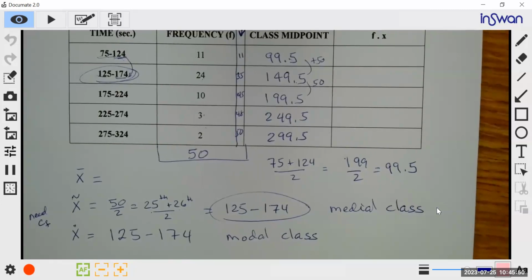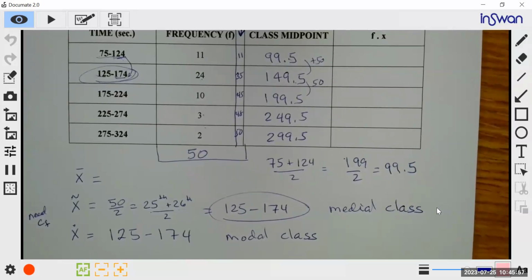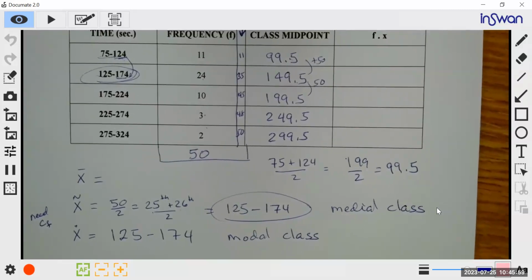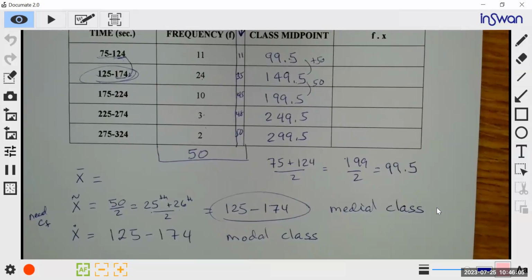There's not much to it. It's just the running total tells you how many you have. Where's your 25th, 26th number? And yes, we could take it a little deeper, a little further. I don't know if this book goes into that. But right now, all I want is the median class, the modal class.